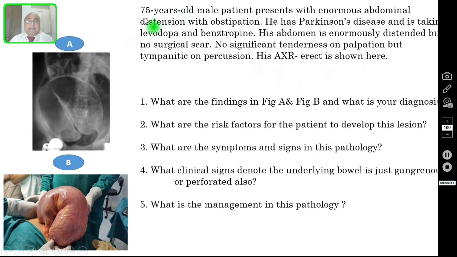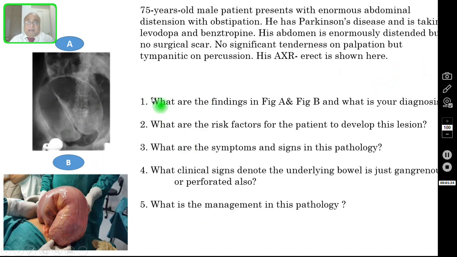So our patient is a 75 years old male patient present with enormous abdominal distension with obstipation. He has Parkinson disease and is taking levodopa and benztropine. His abdomen is enormously distended, but there is no surgical scar. No significant tenderness on palpation, but abdomen is tympanic on percussion. His abdominal X-ray erect is shown here. So these are the two pictures. This is the X-ray and this is the intra-op picture, and these are the 5 questions.